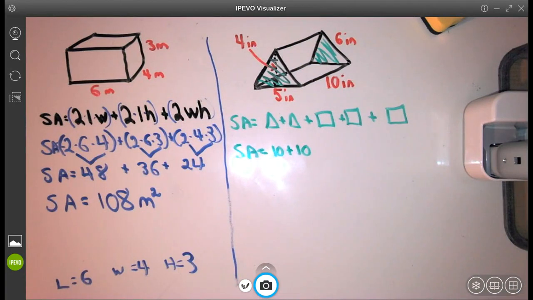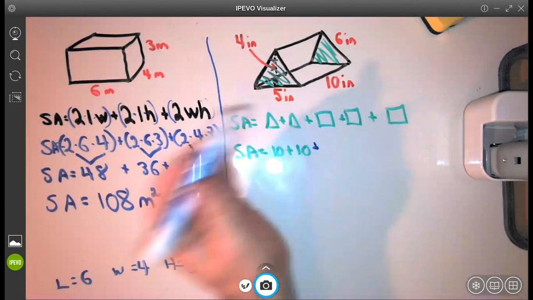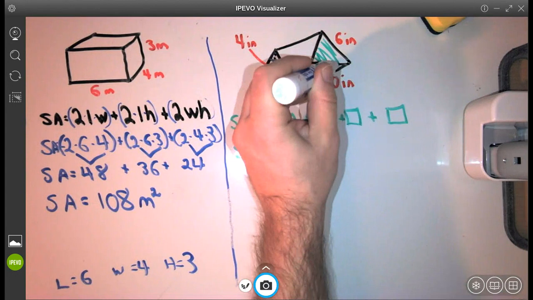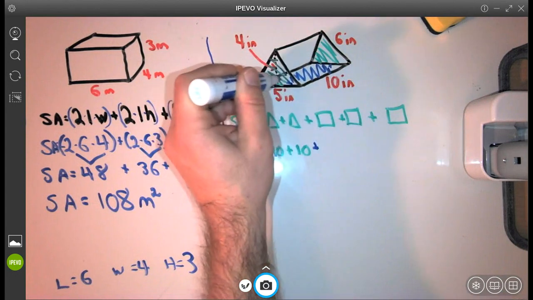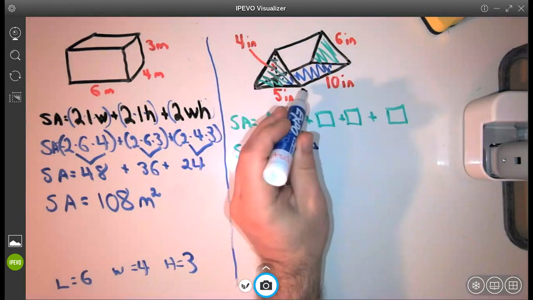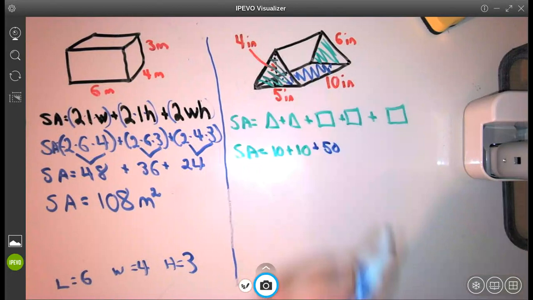Okay, what I'm going to do next is I'm going to find the area of one of the rectangles. So it doesn't matter which one you do next. I'm going to do this bottom one right here. So I'm going to find the area of this bottom triangle. Oh, sorry, rectangle. So the dimensions, the length and width, is 5 times 10, which is 50. So that's the area of that one.